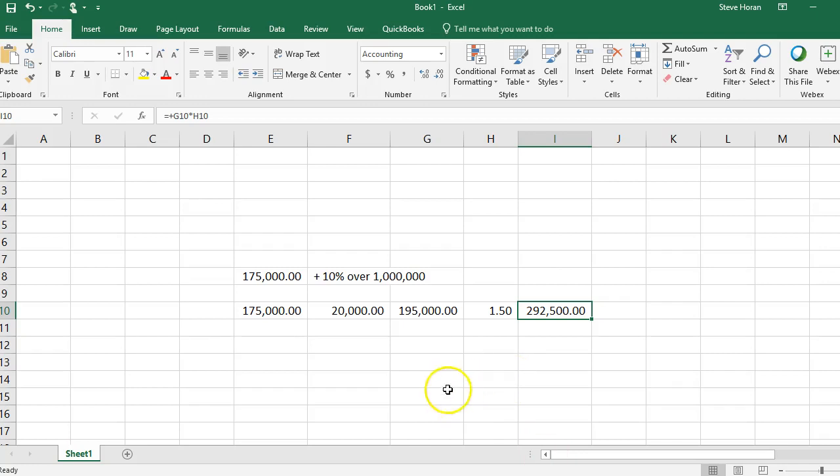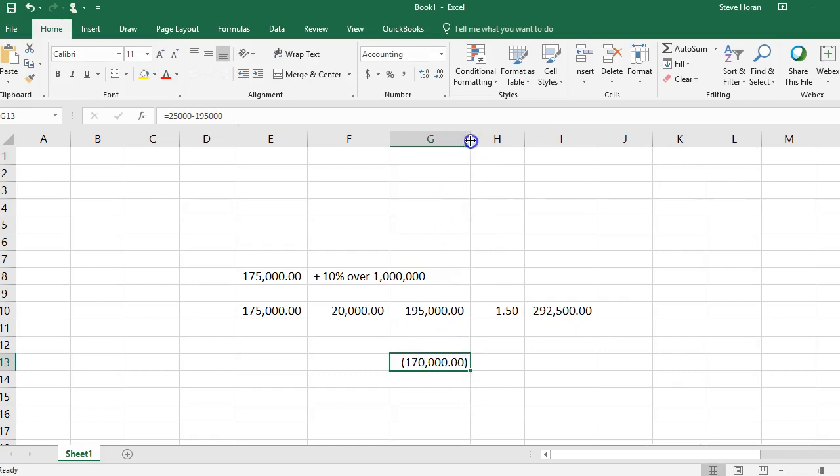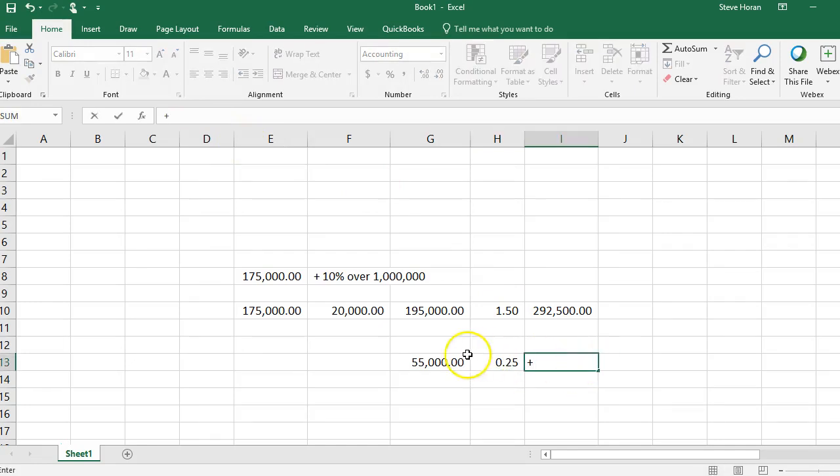Thankfully, it's pretty simple. It's just taking the $250,000, subtracting the $195,000, and then we take that number, 55,000, times 0.25. The tax you pay on that is 25%. So 25% times the amount over the non-tax amount is $13,750. So the tax they'll pay is $13,750.